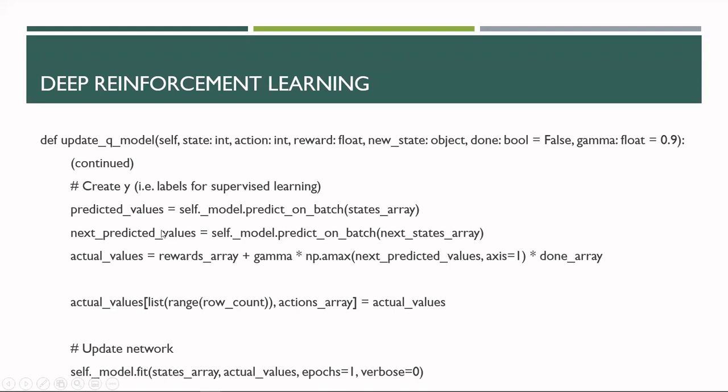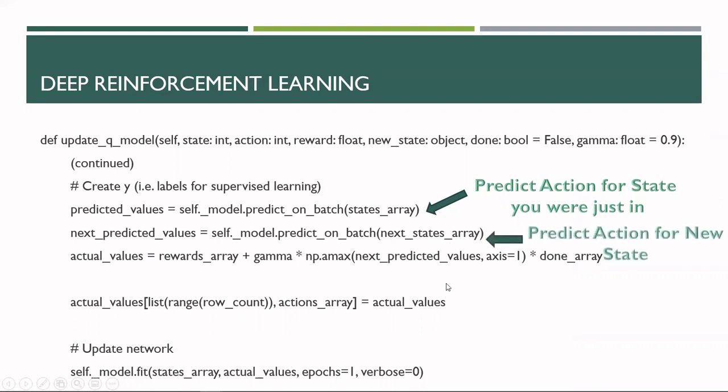Basically what I'm doing is I'm saying, okay, my predicted values is equal to the model, and I'm going to predict on the current states. Okay. So here we're predicting an action for the state that we were just in. So remember, by the time we're getting here, you've now moved to the next state. So this is the state that we were in when we made our move. Then we're going to say, okay, I want to predict using the same model on the next state that we ended up in. So that's going to get us our next predicted values.